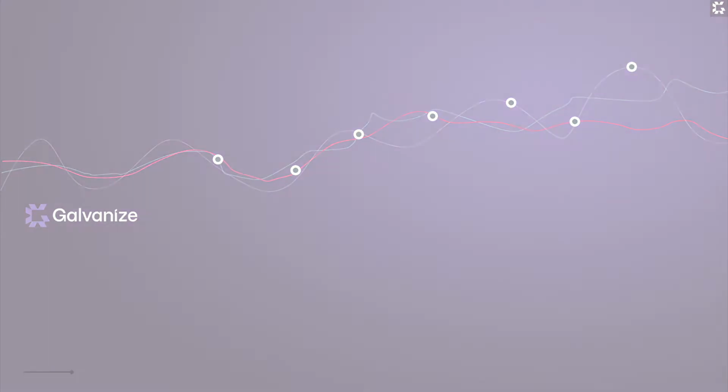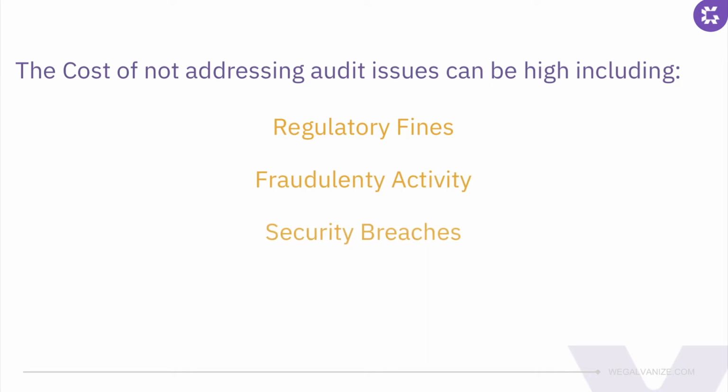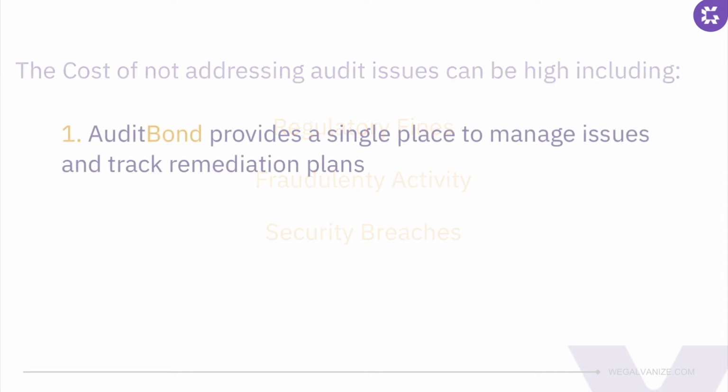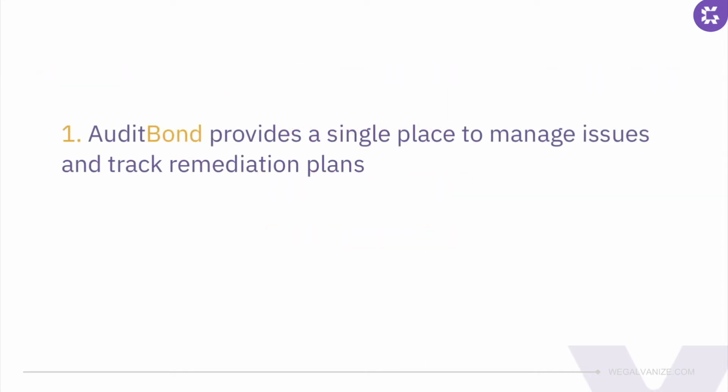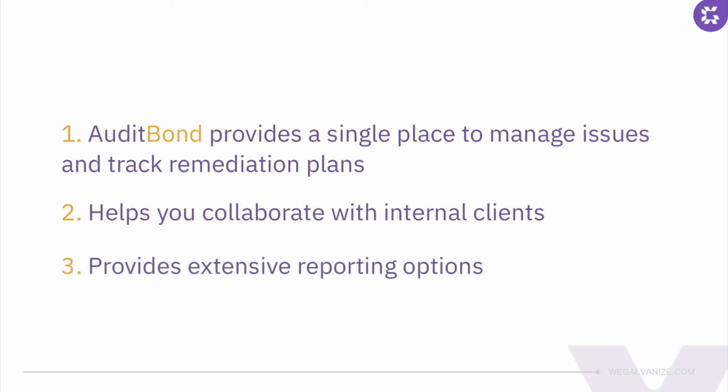The cost of not addressing an audit issue can be high, including regulatory fines, fraudulent activity, and security breaches. Audit Bond provides a single place to manage issues and track remediation plans, instead of the traditional approach of tracking items across multiple spreadsheets. It helps you collaborate with internal clients on remediation plans, and it provides extensive and easy-to-use reporting options.